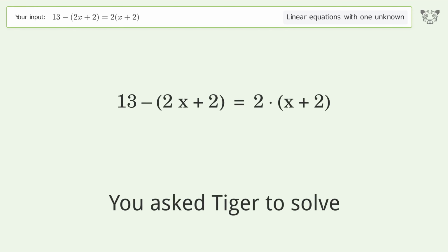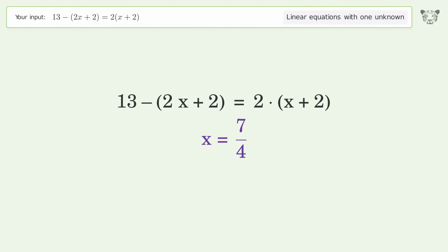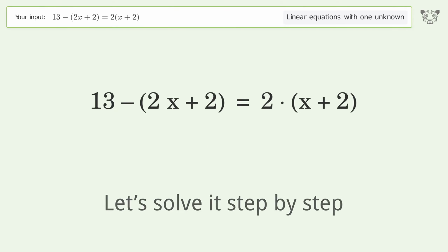You ask Tiger to solve this. It deals with linear equations with one unknown. The final result is x equals 7/4. Let's solve it step by step.